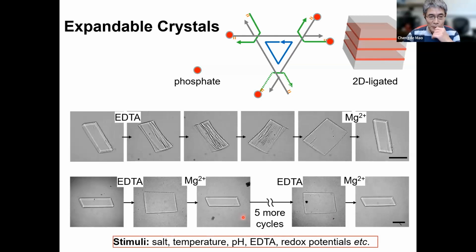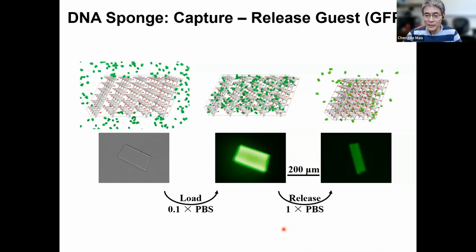And this expandable crystal here is only shown with this metal, but later on you can tune this condition to let it respond to temperature, pH, EDTA, or redox potential. So it becomes a sensing mechanism. And with this sensing mechanism, you can use this expandable crystal to capture molecules and release molecules. You can think about this for drug delivery or something. That is the work, nice tool, right?